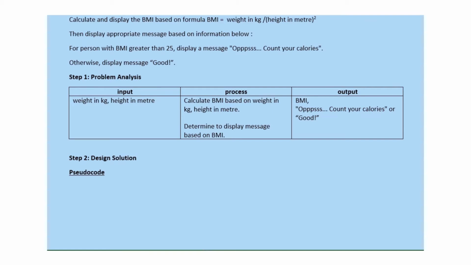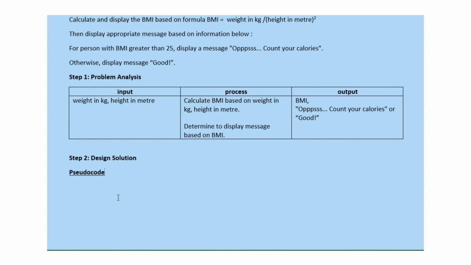Based on the problem analysis that has been discussed before, we're going to use the same question. The second step is to design a solution, and we are going to prepare the algorithm. An algorithm can be represented by using pseudocode and flowchart. For this episode, I'm going to discuss how to prepare a pseudocode for the dual selection question.